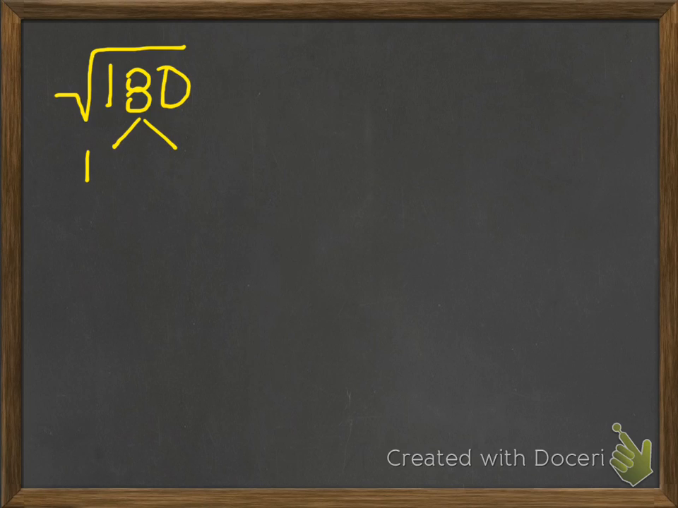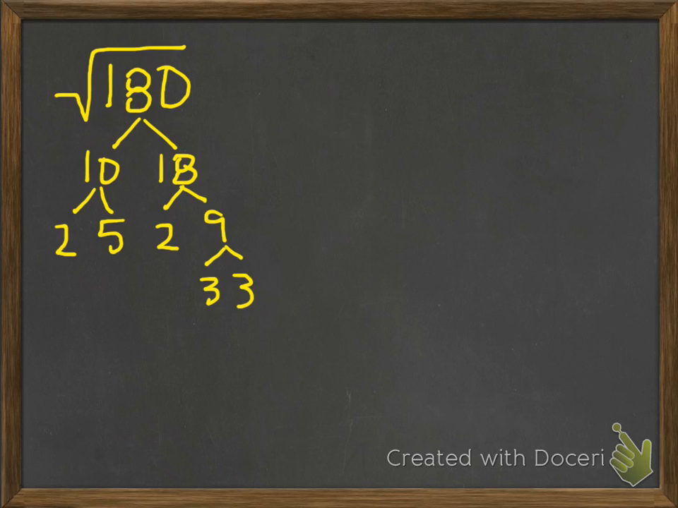Square root of 180. Since it ends in a 0, I would quickly go 10 and 18. That way I can break it down a little bit quicker. Then I can break down 10 to 2 and 5, or 5 and 2, and 18 to 2 and 9, and 9 to 3 and 3. Then I can look at that, and if I wanted to, I could even write it out in order. I've got 2, 2, 3, 3, 5.